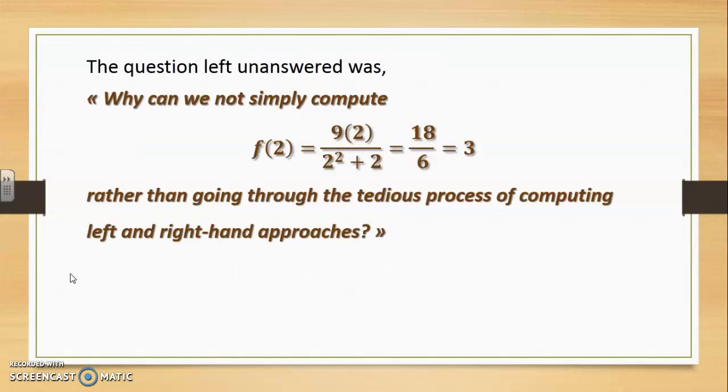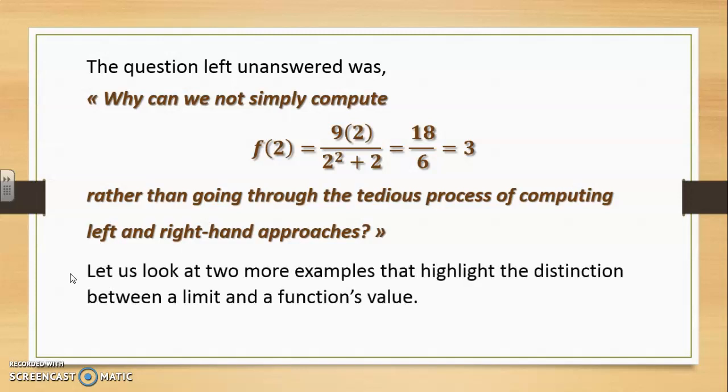The question that was left unanswered was, why can we not simply compute f at 2, which is 9 times 2 over 2 squared plus 2, 18 over 6 is 3, rather than going through the tedious process of computing left and right-hand limit approaches. Let's look at two more examples that will highlight the distinction between a limit and a function's value.